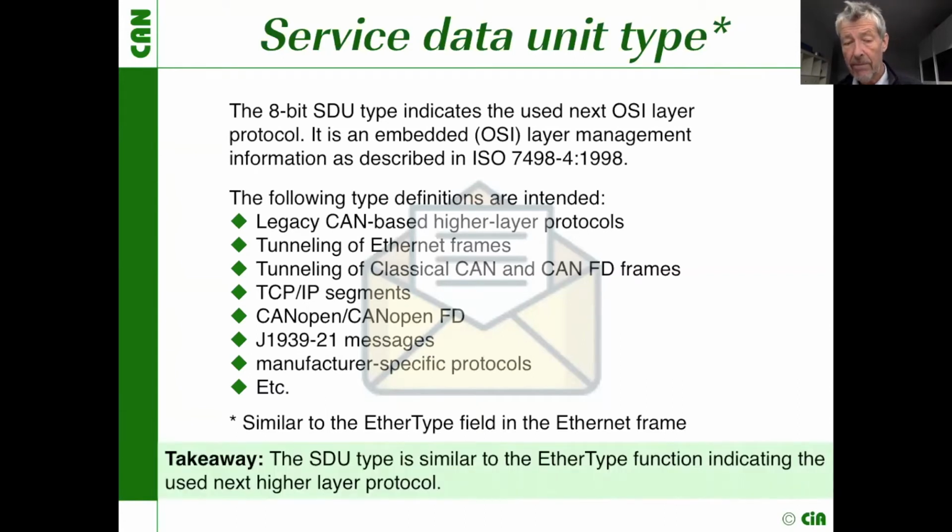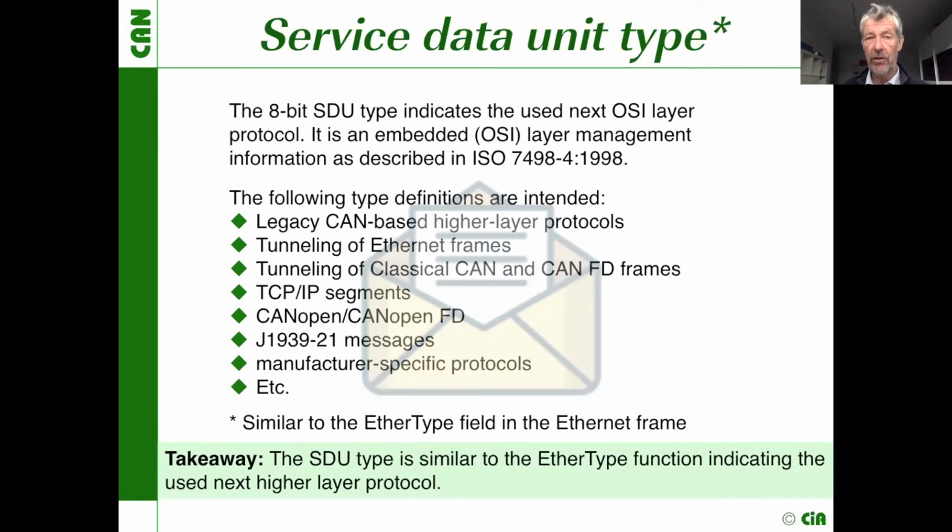As a takeaway, the SDU type is similar to the ether type function, indicating the used next higher layer protocol. And of course, the transmitting node has to provide this information, what next higher layer protocol has been used, so that the receiver can interpret the frame correctly.